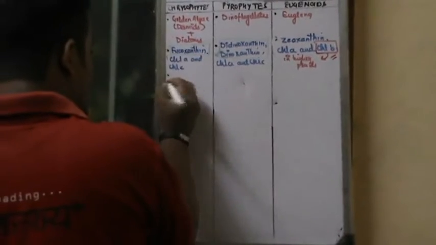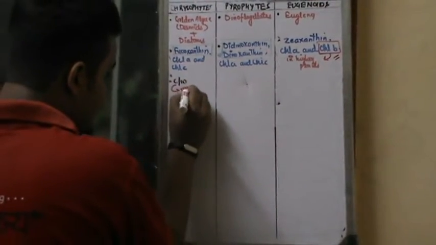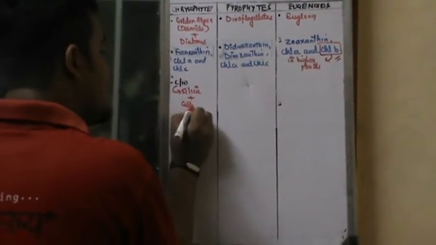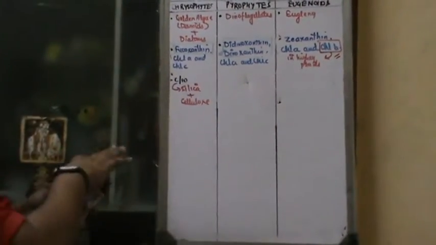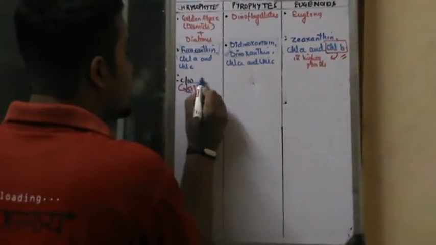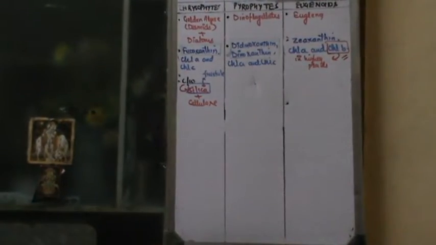Now the other characteristic I want to discuss is the cell wall. The chrysophyte group is known for its cell wall, which is made up of silica along with cellulose. The cell wall made up of silica is called a frustule, a shell. This is very important.